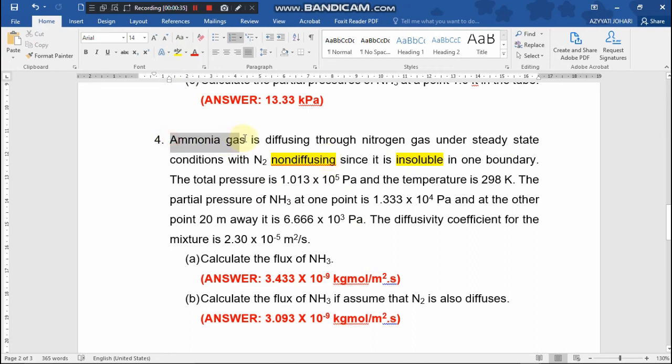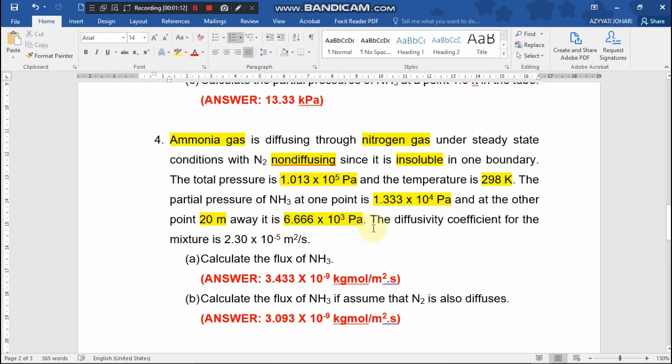The first component is ammonia gas, so this will be component A, and nitrogen gas will be your component B. They give you the total pressure of the system, 1.1 times 10 to the power of 5 Pa, and the temperature given is 298 K. The partial pressure of component A, which is NH3, is given as 1.33 times 10 to the power of 4. So this will be Pa1, and the other at 0.20 meter away is the Z, and then this is the Pa2.